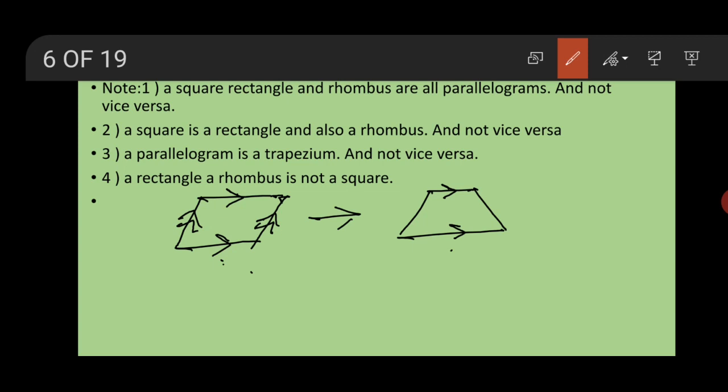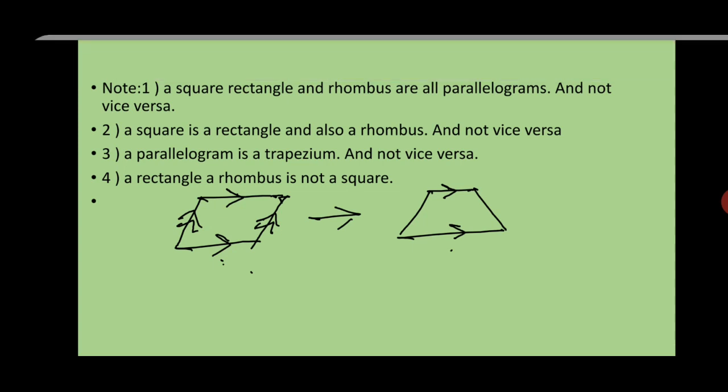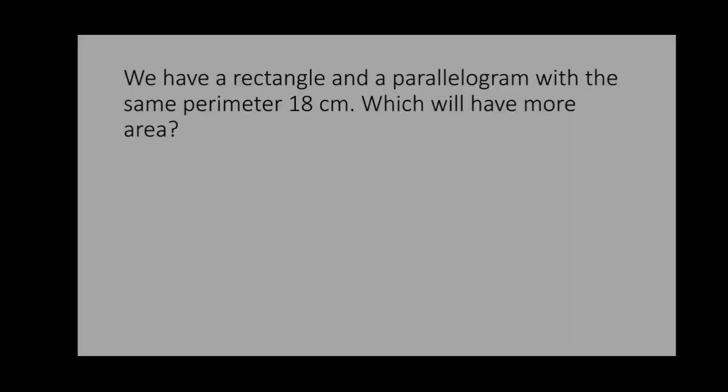Means what? A trapezium is not a parallelogram. Why? In a trapezium only one pair of opposite sides are parallel, but here two opposite sides are parallel and they are equal. Opposite sides are parallel and equal. Therefore, a trapezium is not a parallelogram, right?